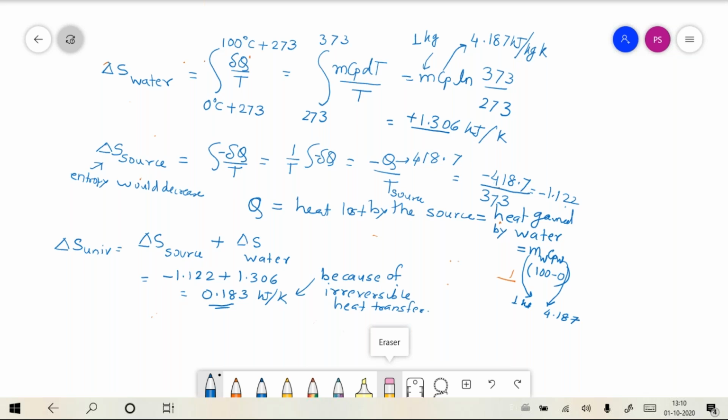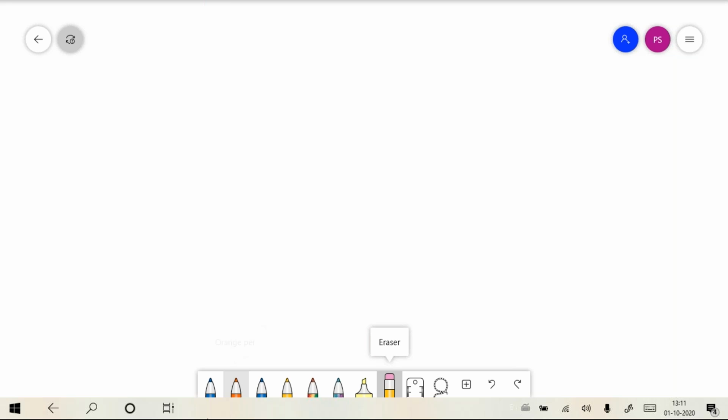So let me move to the next part of the question. I'm erasing this now, and I am considering a very interesting kind of stuff wherein my attempt would be to reduce this irreversibility. So how I plan to do it: my aim was to heat the water. There is water which is at 0 degrees centigrade, and I want to heat it to water at 100 degrees centigrade. And for that, what I did earlier was bring it in contact with the source.